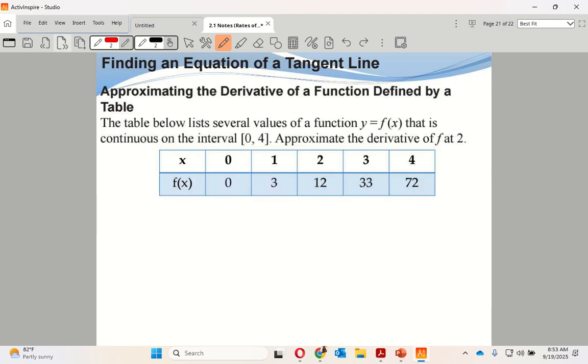All right. The table below shows several values of y equals f(x), that is continuous on the interval right here. Approximate the derivative at 2. So can we approximate this? Since we don't have an equation, can I try and find what it actually would be? Okay. So how do you think I could approximate this?